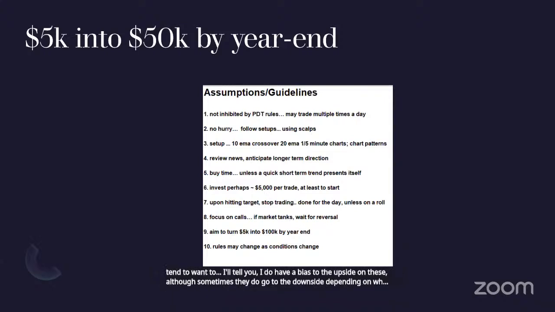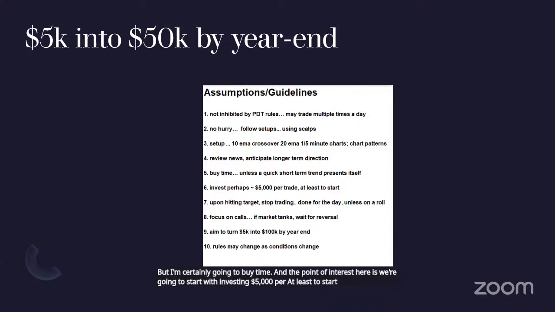I'm also going to buy time. I'm always going to buy time, unless, of course, a very quick short-term trend does present itself, and there's no ambiguity as to where this is going to go. All right, but I'm generally going to buy time. And the point of interest here is we're going to start with investing $5,000 per trade, at least to start.